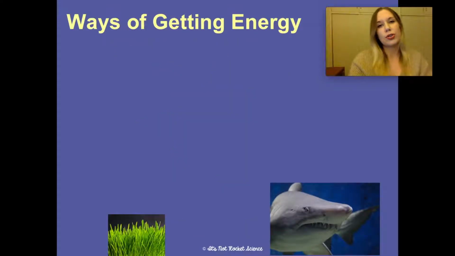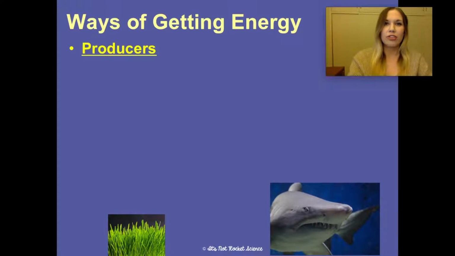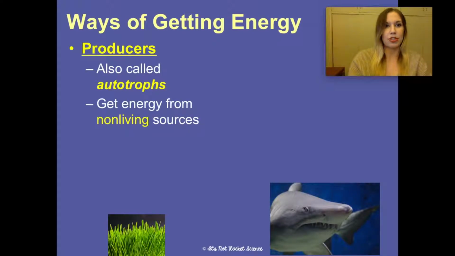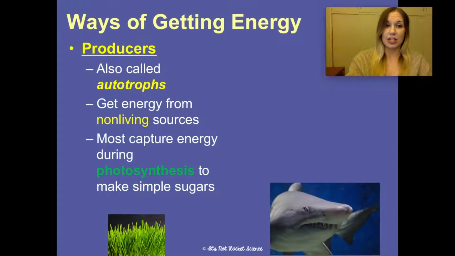There are two types of organisms, two primary ways of obtaining energy from the sun. The first way is if you are considered a producer. If you are a producer, you can also be called an autotroph. I'm going to go back to those words in a second. But producers are organisms that get their energy from non-living sources. Most producers capture their energy during photosynthesis in order to make food for themselves, to make simple sugars.